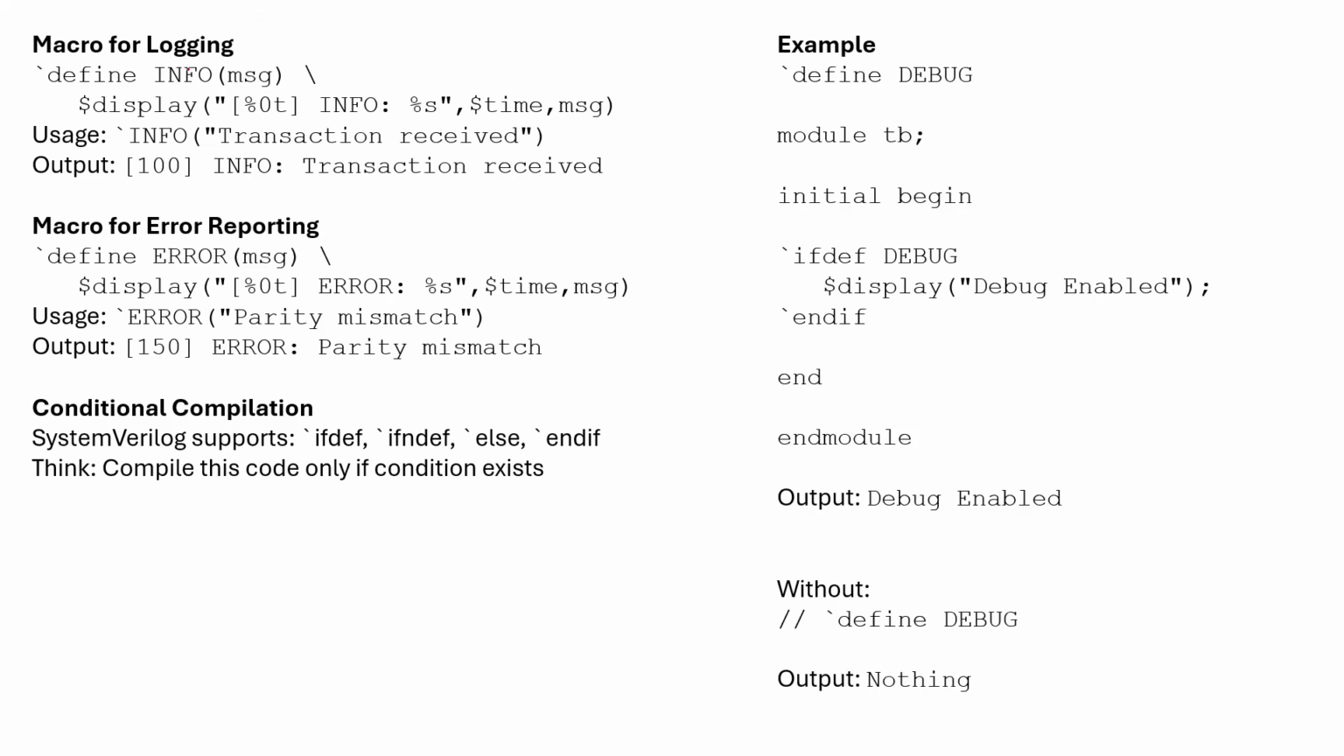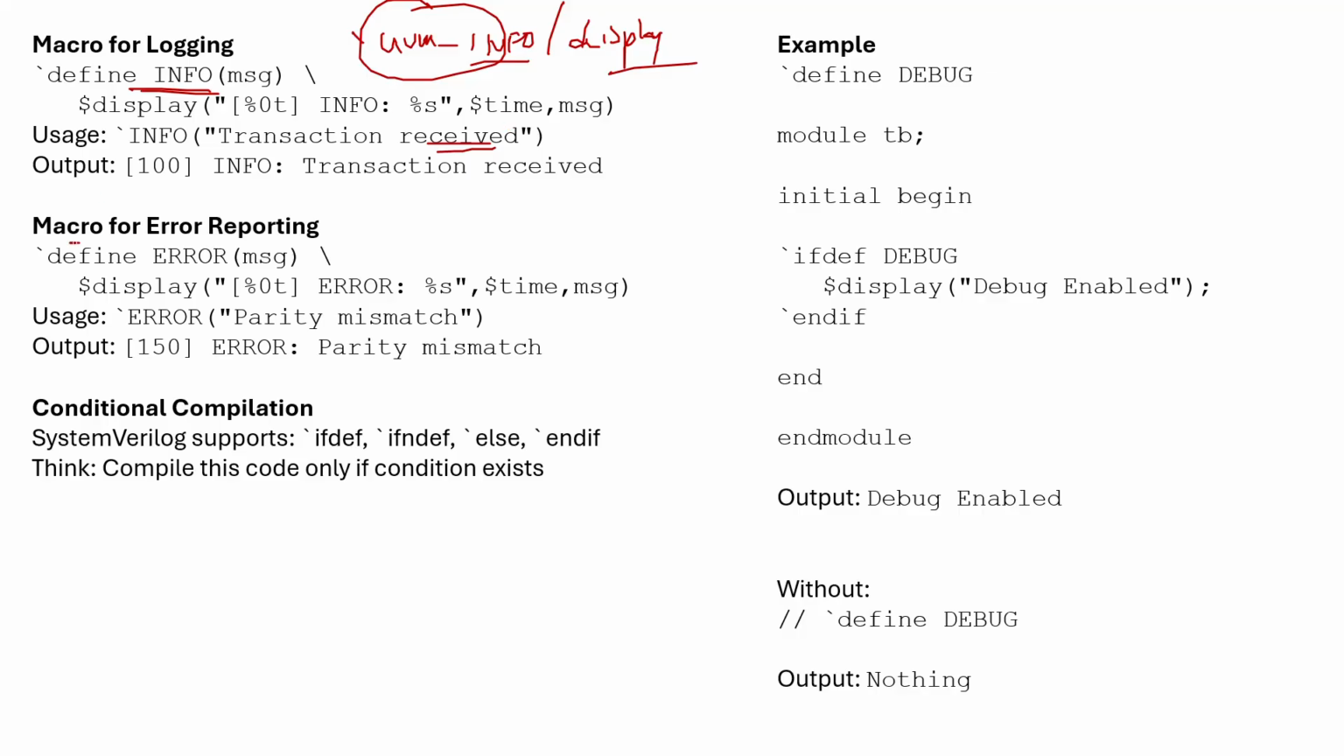And macro logging, that means we write info messages. In UVM we use tick UVM info. This info message is like a dollar display message. Just as we use dollar display in SystemVerilog, in the same way we write tick info for displaying info messages.